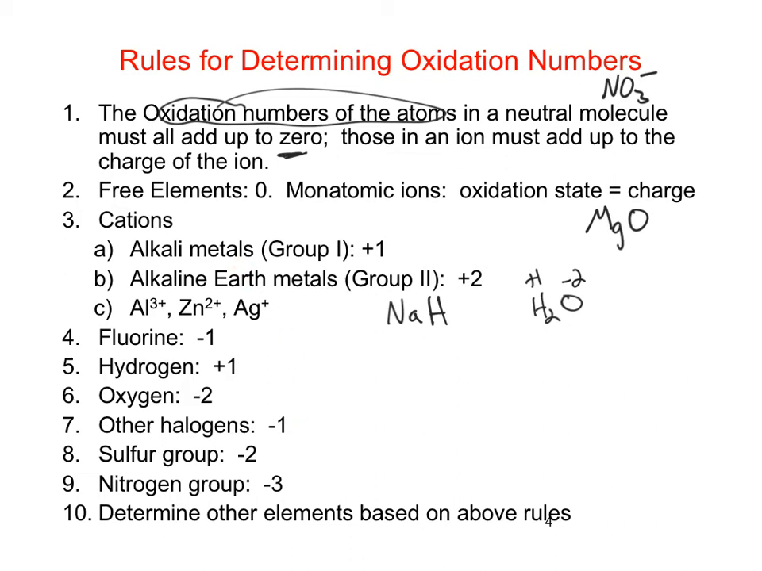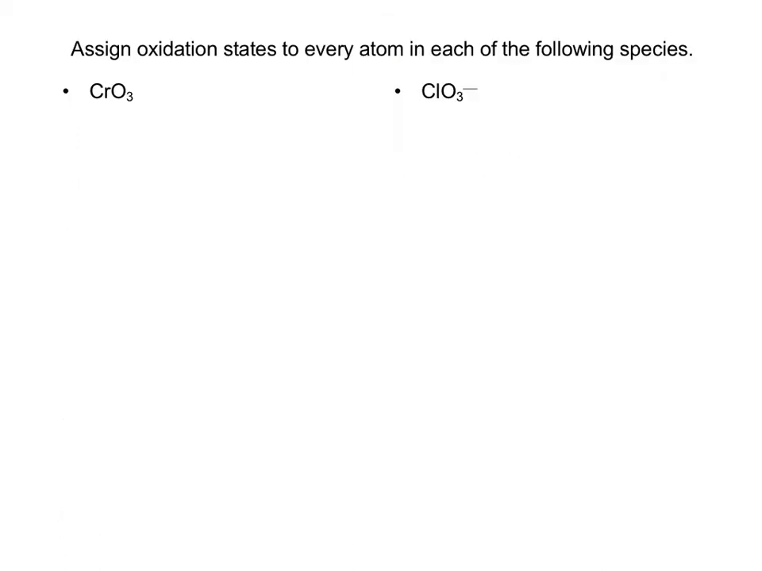Alright, so this may seem a little confusing, but let's take a look at some examples and I think it'll help clear things up. So I want to assign oxidation states to every atom in each of the following species. When I look at the first one, I have chromium and oxygen. This is an ionic compound, so I really just have 2 monatomic ions. In the case of 2 monatomic ions, when they ask me to assign the oxidation states, they're just asking me to assign the charges. And I know how to do that from when we were naming things.